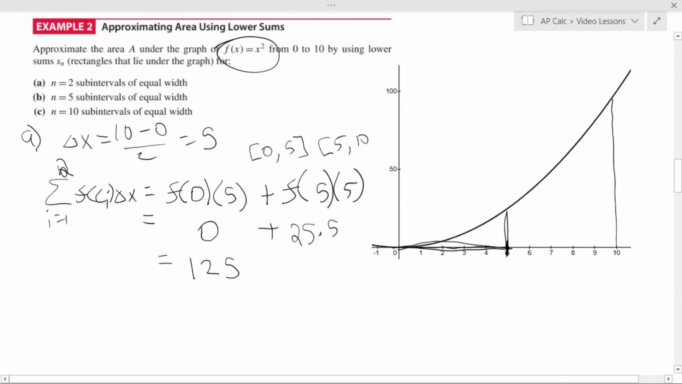So basically, graphically, what we did was this first rectangle, we used the left endpoint of that subinterval, so it had no height. The next rectangle is right here, and we can see that it under approximates it. So I know that this is less than the true area.